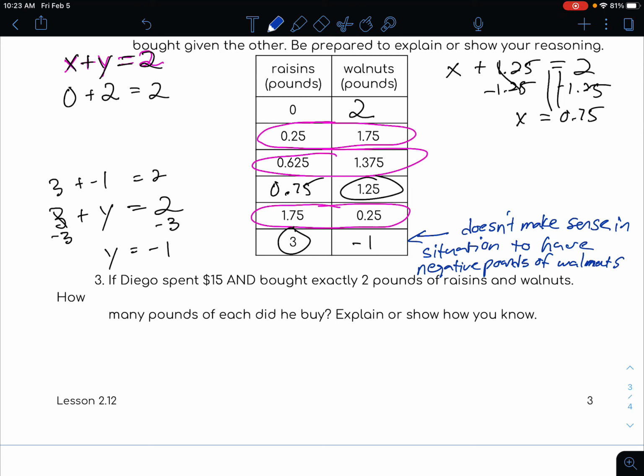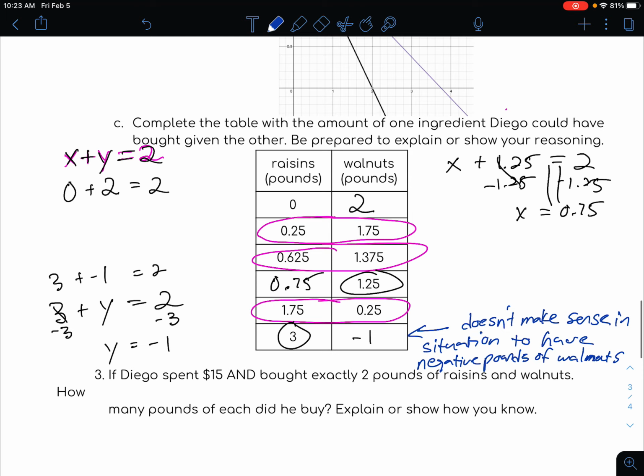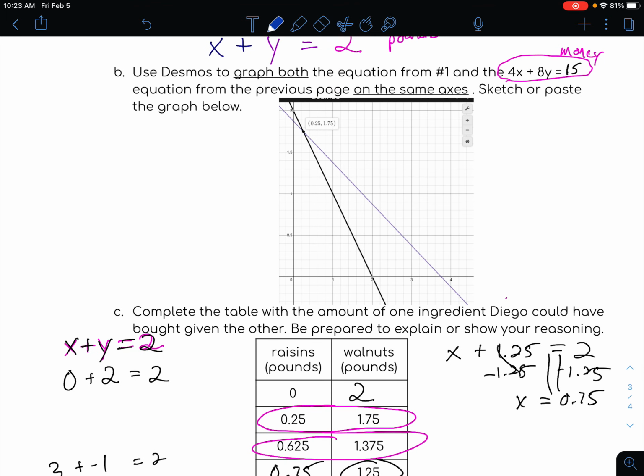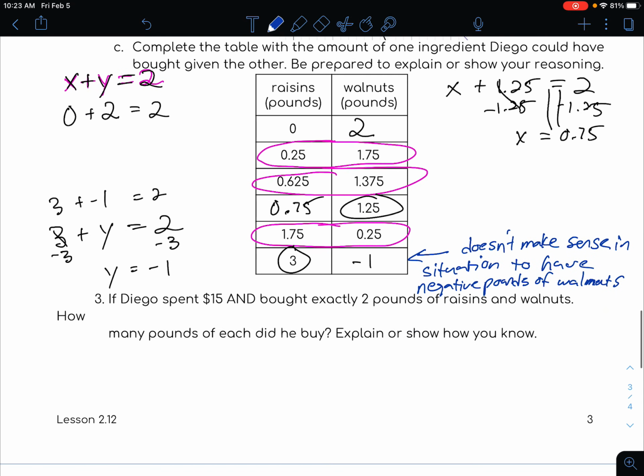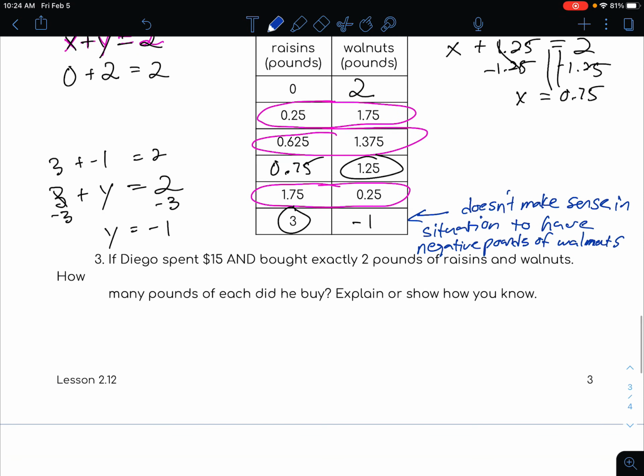Because mathematically that works. 3 plus -1 is 2. But in the context of our problem, it only makes sense to have positive values for pounds of raisins and positive values for pounds of walnuts. And that's why I was saying earlier, I was really focusing in on our x-axis, which is our raisins being positive values, and our y-axis, which is walnuts in terms of pounds, being positive values as well. So that's why we zoomed in on that first quadrant where we have positive values for both.